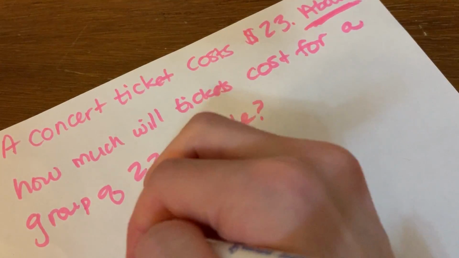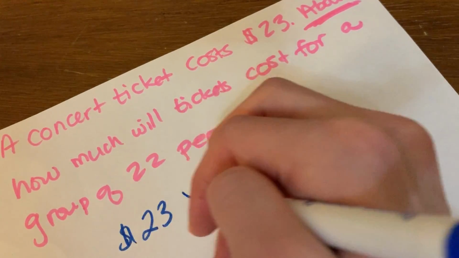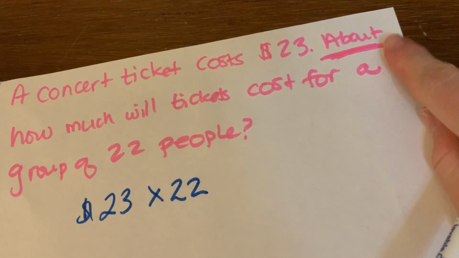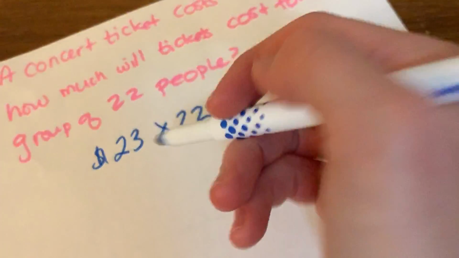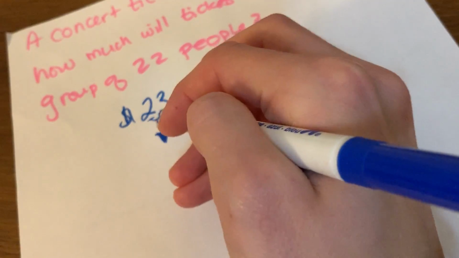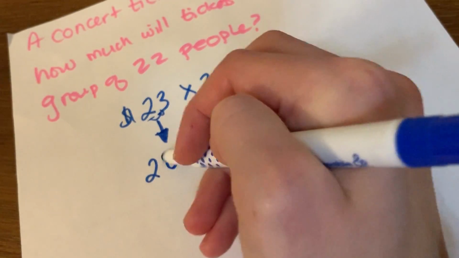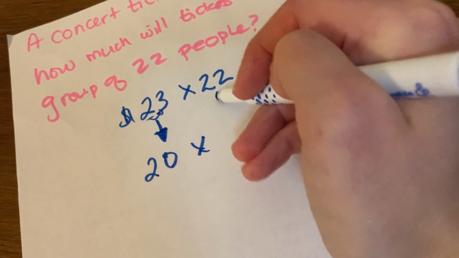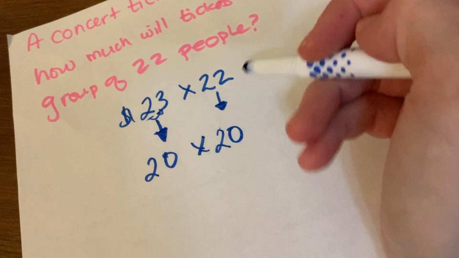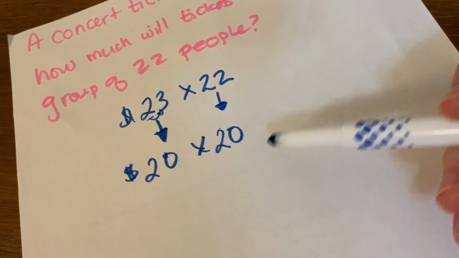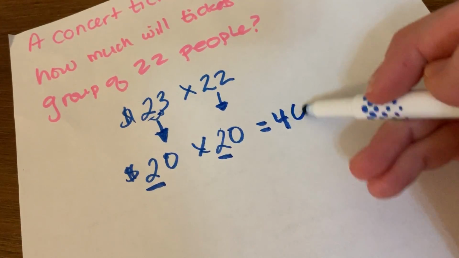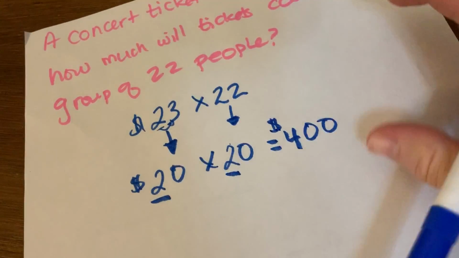So each ticket is $23 and we need 22 of them. Well, I am asking for an estimate. That's why it says about. So I'm going to go ahead and round both of these to the highest place value. That 2 tells that 3 to stay a 2, and that be a 0. Here, that 2 tells the 2 to go ahead and be a 0. So now I have 20 times 20. I see 2 times 2 gives me 4. Tacking on 2 zeros, $400.